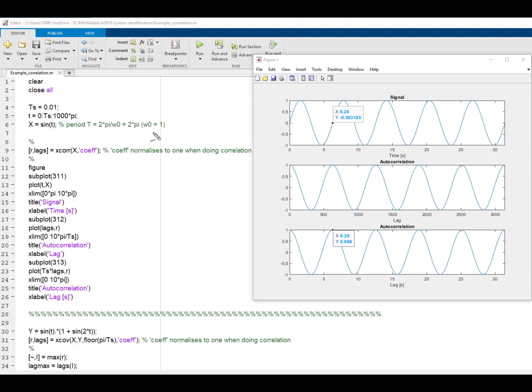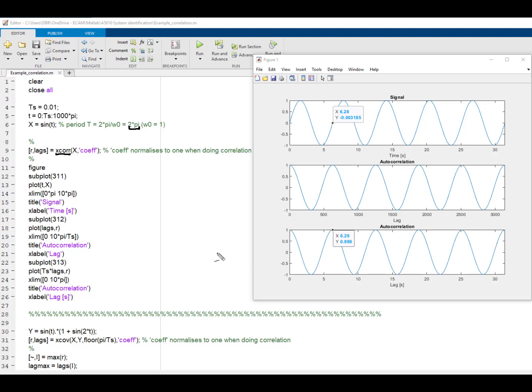So the periodic function that we'll consider is the sine of t, and its period is obviously 2 pi. We'll assume that it is unknown and that we have to determine the period, and for that you can use the autocorrelation. For that you're using the function xcor, and what is computed is the autocorrelation depending on the lags.